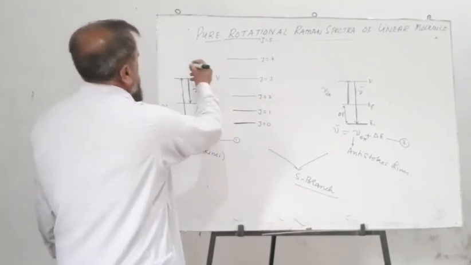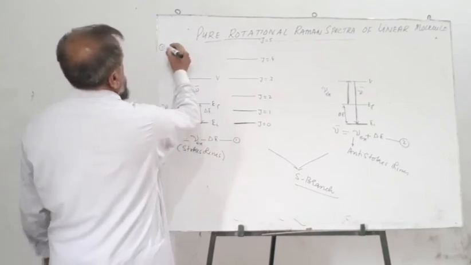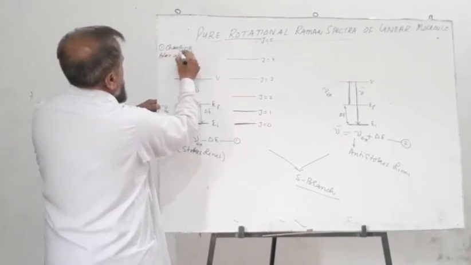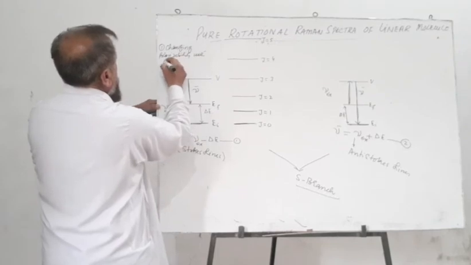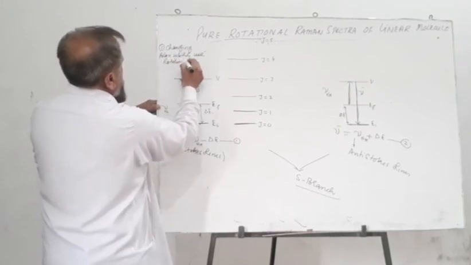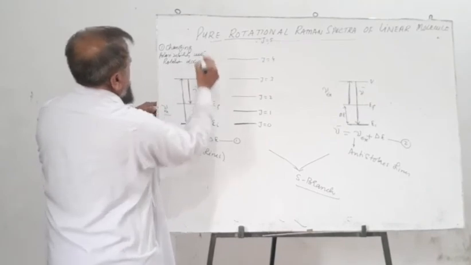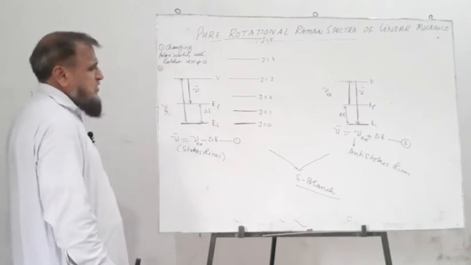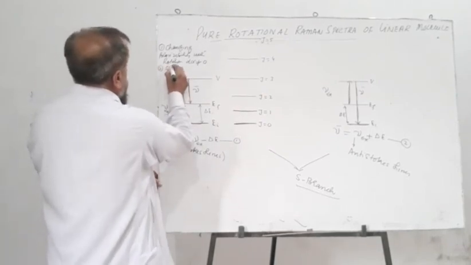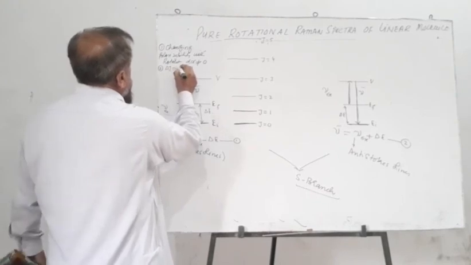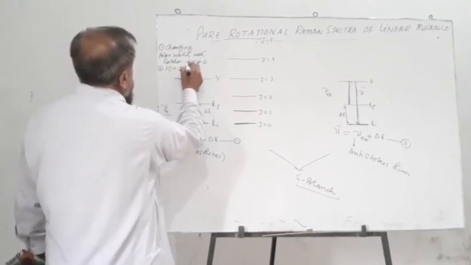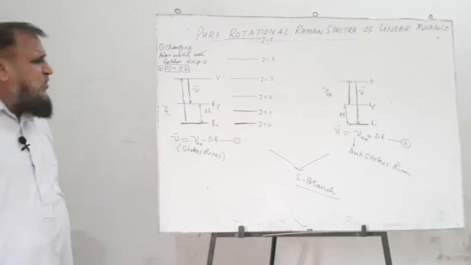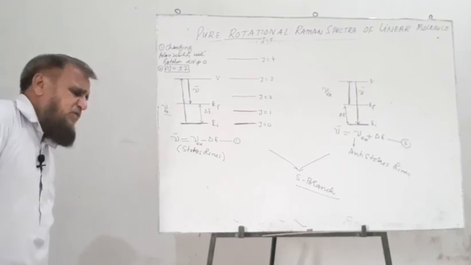The first selection rule for Raman spectroscopy was changing polarizability with rotation. d alpha must not be equal to 0, where alpha is the polarizability. And the second selection rule, which is called the quantum selection rule, is that delta J must be equal to plus minus 2. The transitions will only be possible if the difference between lower and upper rotational levels is 2 units.